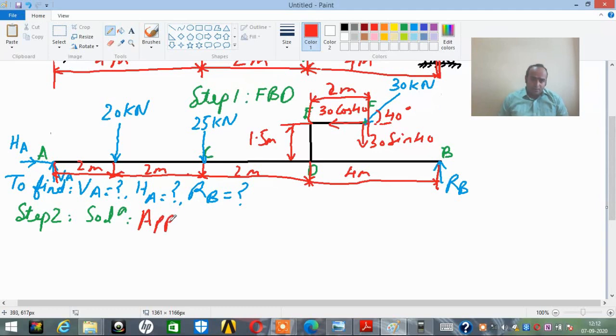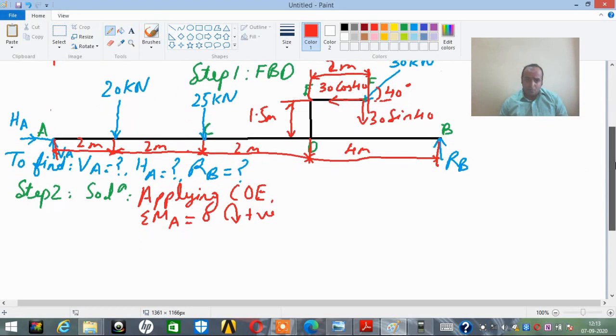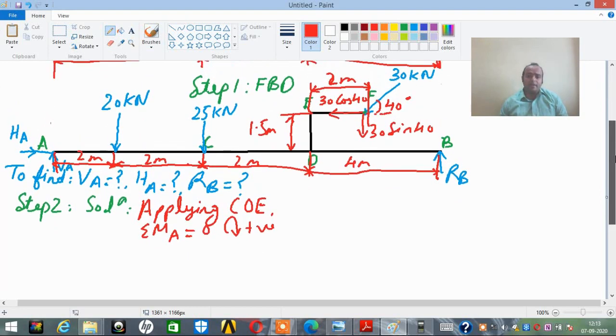Applying COE, that is conditions of equilibrium. The first condition of equilibrium that we apply, my dear friends, will be summation of moment about a point is equal to 0, acting in clockwise sense as positive. Why do I consider the moment about point A? Because it was a hinge support and it consisted of the maximum number of unknowns. That is why, if we apply the moment at point A, we will get the value of RB.